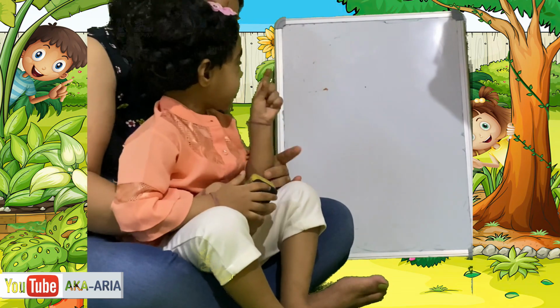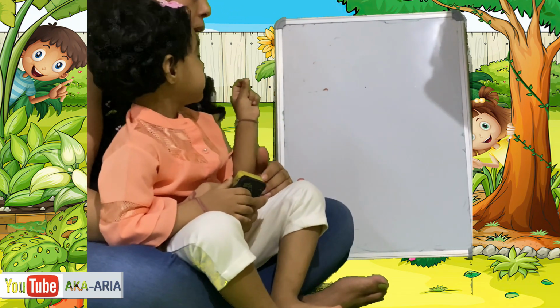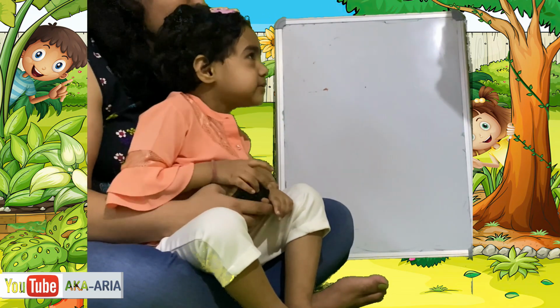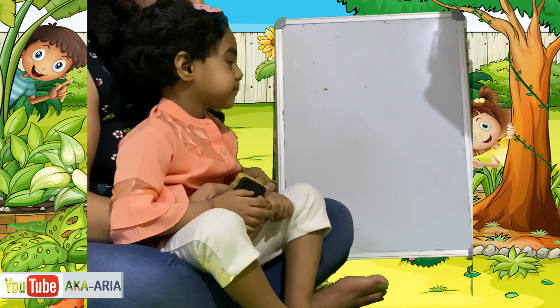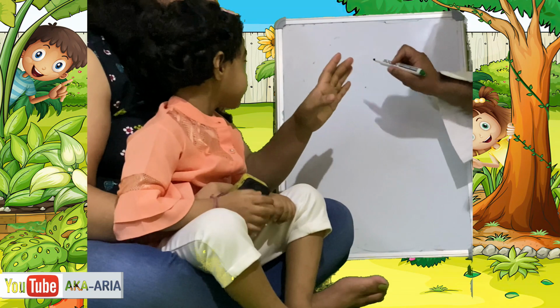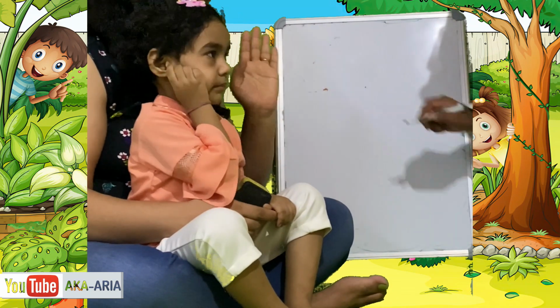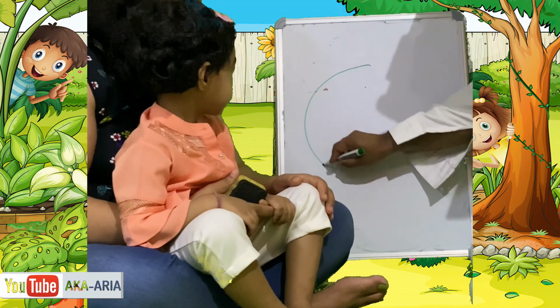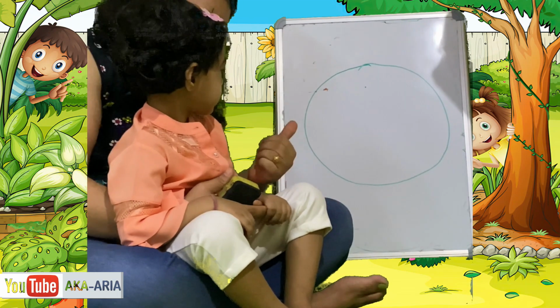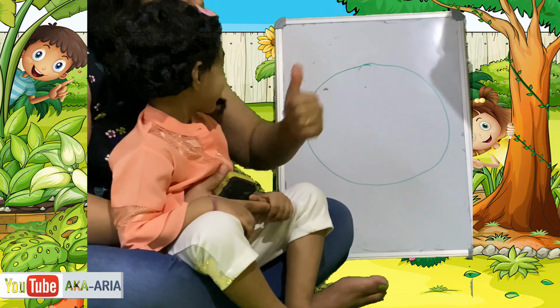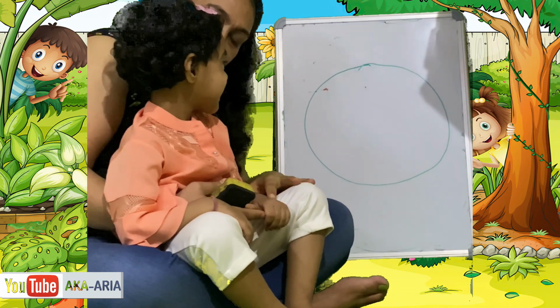Smaller? Okay, 10 centimeter circle. We want a circle of 10 centimeter diameter. Okay, I made a circle of 10 centimeter. Yes, this is right. Right? Yay! Finally! Now what do we need in a smiley?